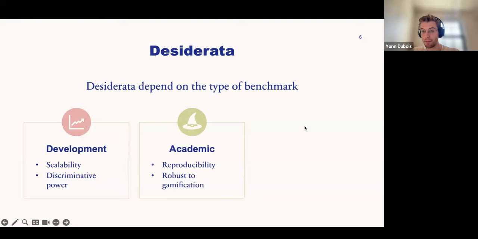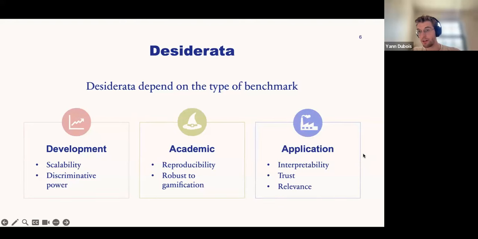If it's for academic benchmarking, which I'll talk about later, I already said reproducibility is crucial. Another thing which is important is robustness to gamification. What I mean by this is that when you release an academic benchmark, there will be many people who will try to publish papers and optimize the model for your benchmark. So you don't want them to be able to really game your benchmark in some ways.